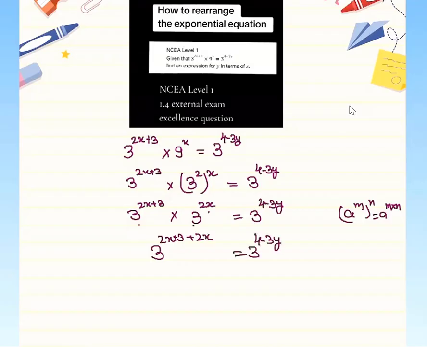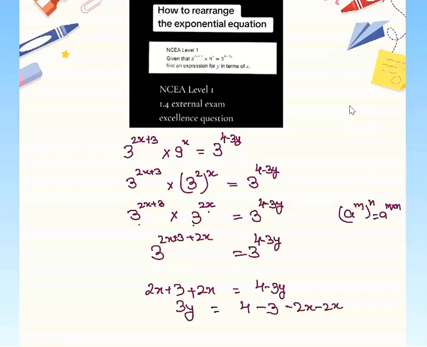Now, when we have equal bases on both sides of the equals sign, we can equate their powers. So that means 2x plus 3 plus 2x equals 4 minus 3y. We need to find an expression for y in terms of x here. That means 3y equals 4 minus 3 minus 2x minus 2x.